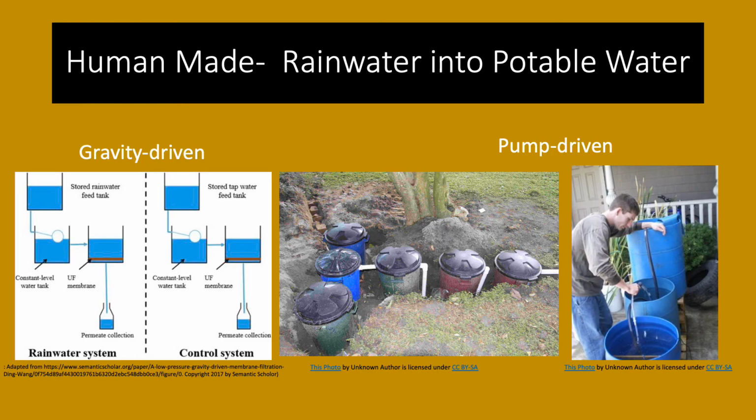The figures shown are the second form of filtration. This form is called low-pressure gravity-driven membrane filtration. This system is different from the last in that it does not require any chemicals to create potable water from rainwater. As seen in the figure, rainwater is collected in a large holding tank, which is released as pressure increases, continuing through a constant tank to ensure everything runs smoothly.